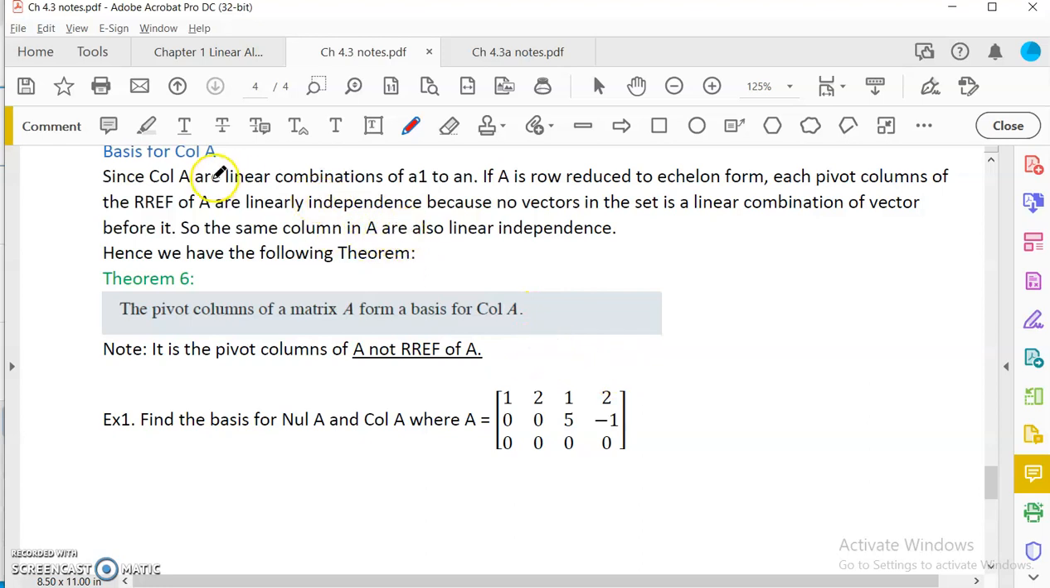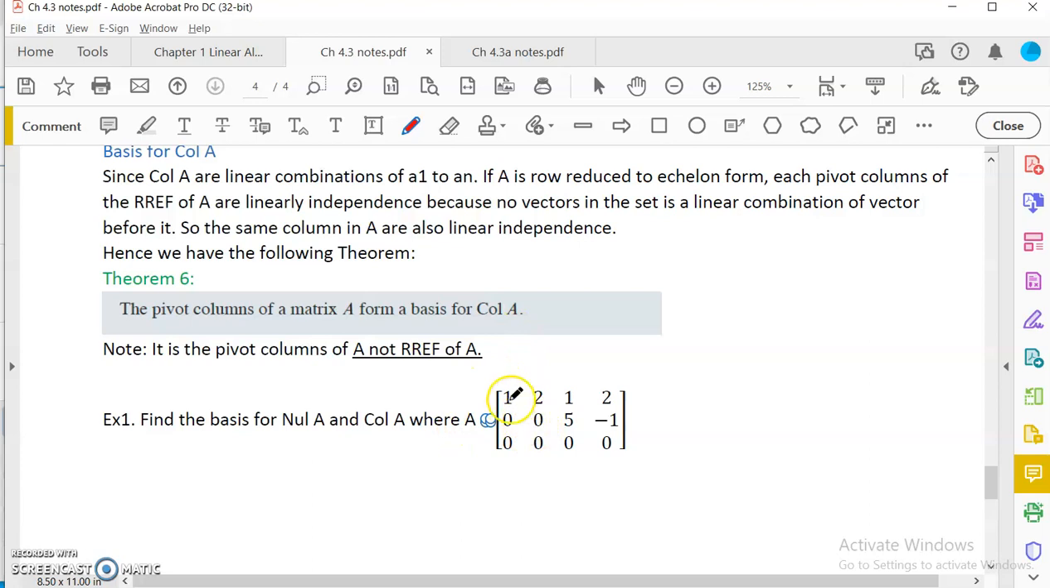Another subspace that comes out of a matrix is column A. Column A is the set of linear combinations of all the columns in A. If A is reduced to echelon form, each prefix of columns of the REF is linearly independent, because no vector is a linear combination of the vectors before it. So the same columns of A are also linearly independent. We have a theorem saying that the prefix columns of matrix A form a basis of column A.